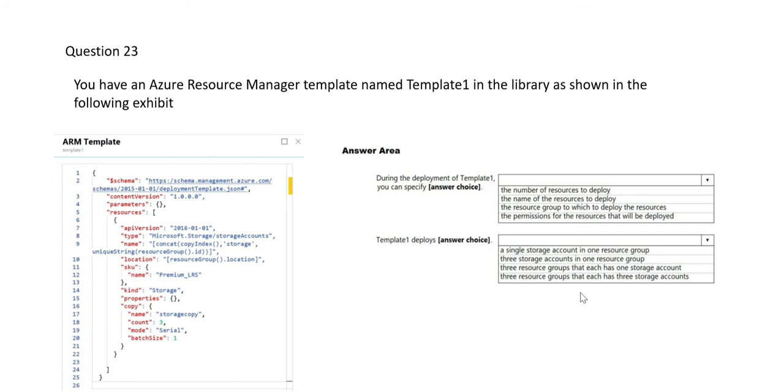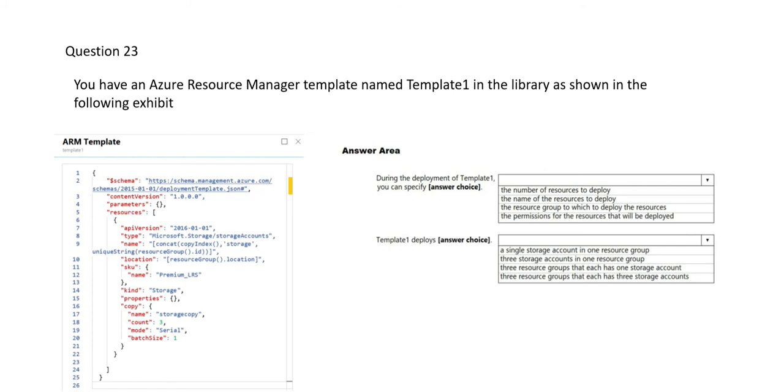So the next question says, what does template 1 deploy? The first option says a single storage account in one resource group. If you see, this is a storage account, no doubt about it. But there are three of them. So this is wrong. The second one says three storage accounts in one resource group. Yes, this is a storage account and there are three of them. And like we told, we will have to ask for a resource group. So in one resource group, all three will go.